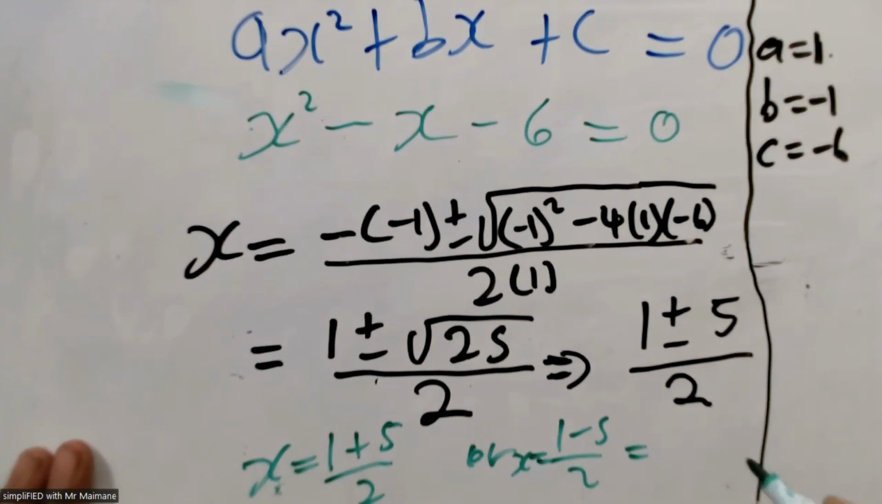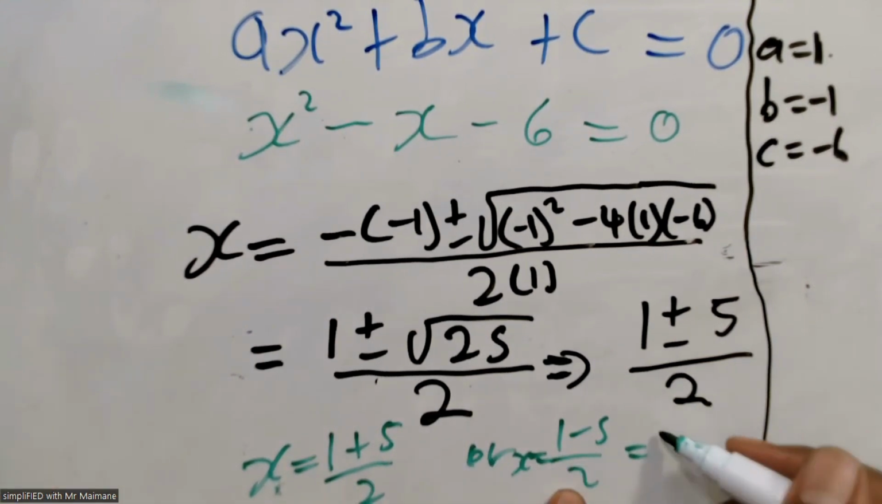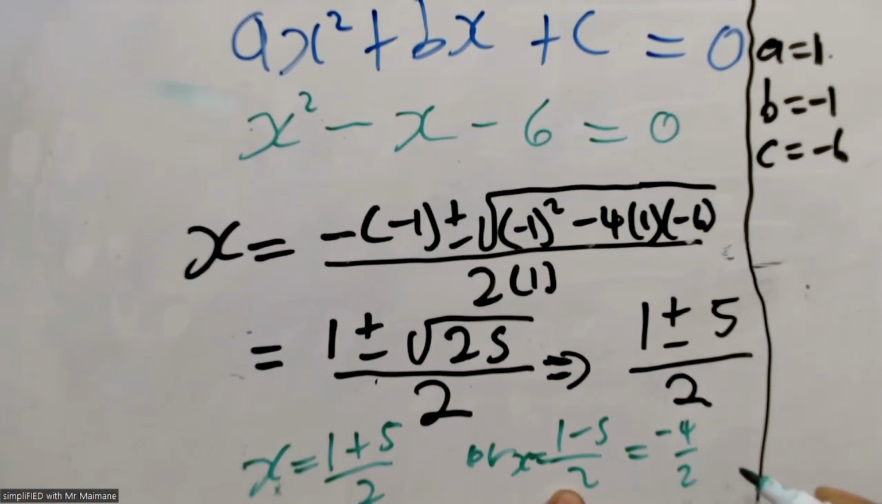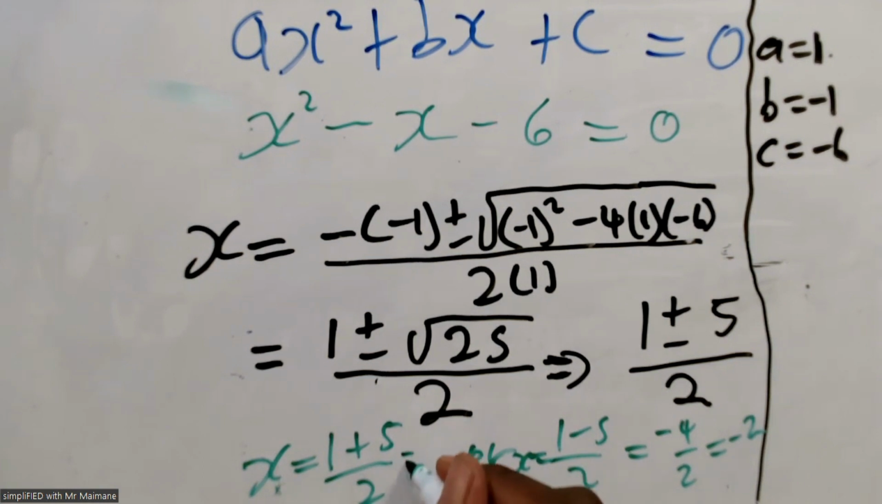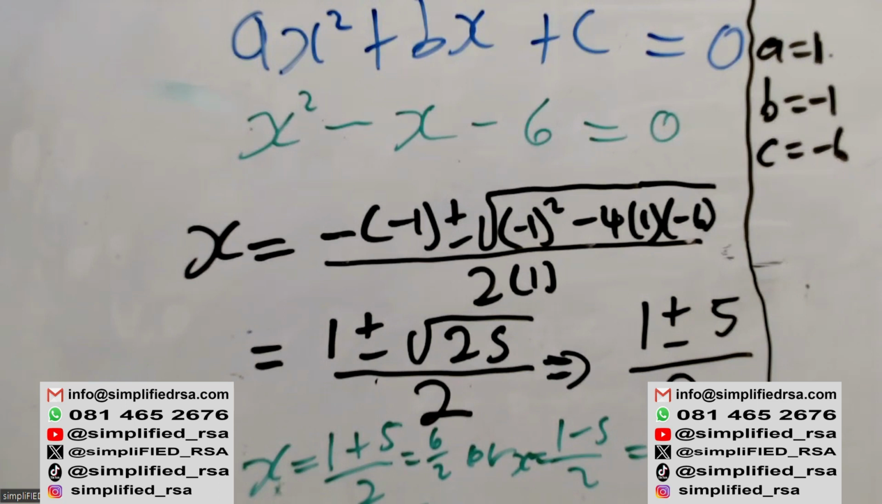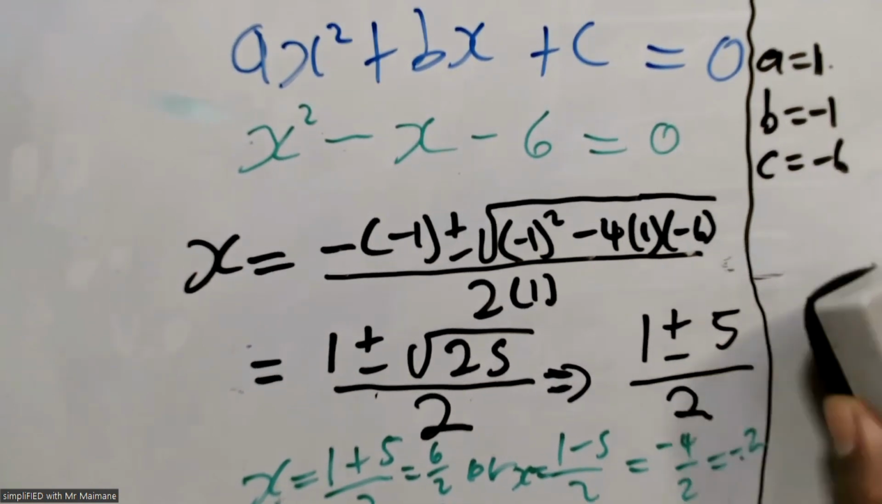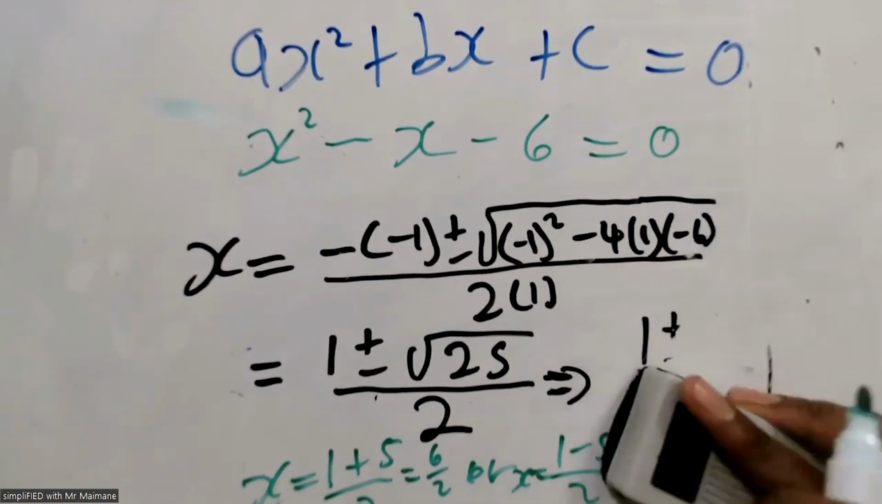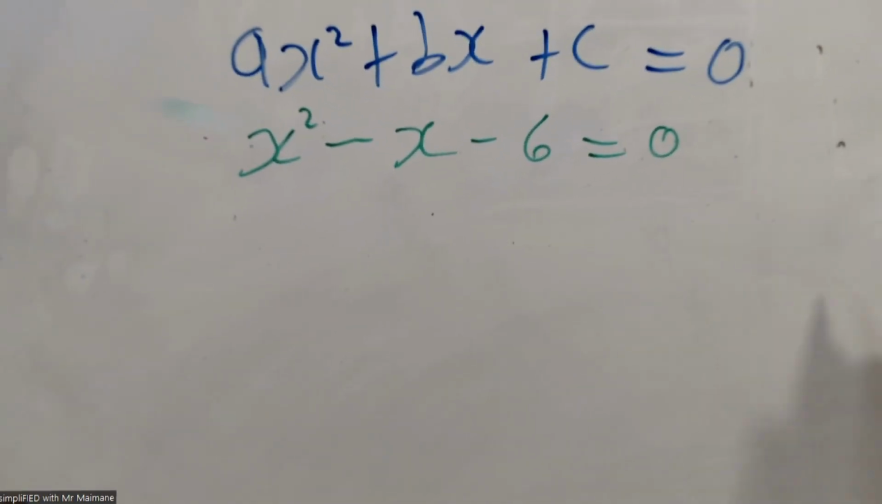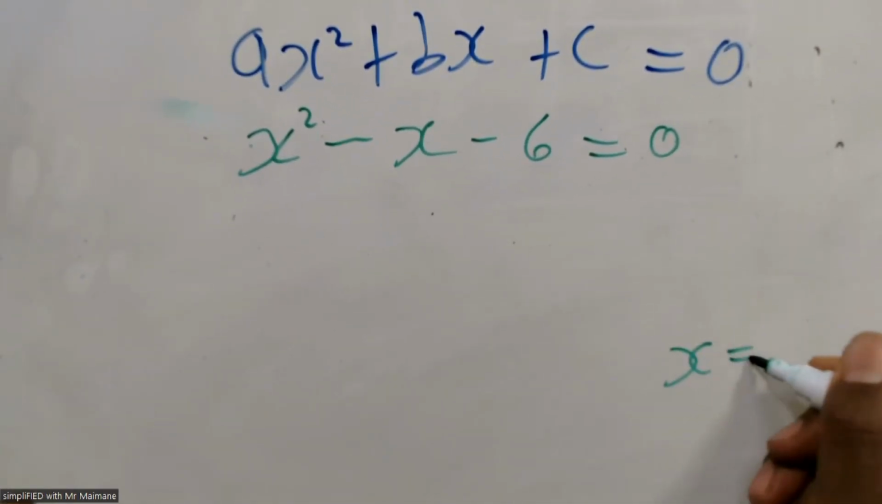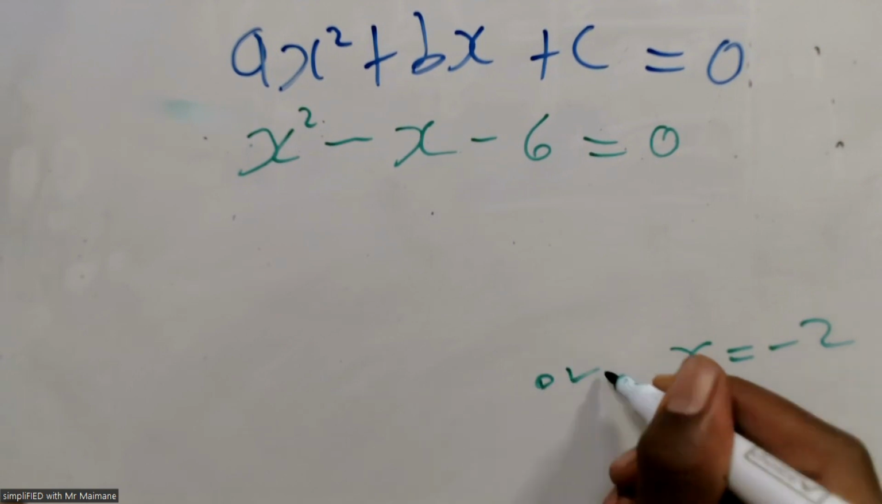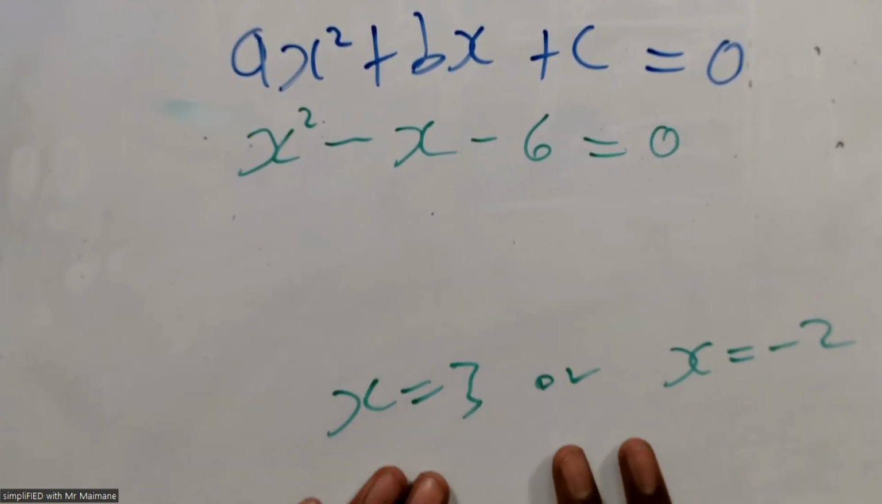equals to that. So 1 minus 5 over 2 is minus 4 over 2, which results in minus 2. So x is minus 2, or 1 plus 5 is 6, 6 over 2. 6 over 2 is just going to be 3. So my values are going to be x is either minus 2 or 3. So now we show that x is equals to minus 2 or x is equals to 3.